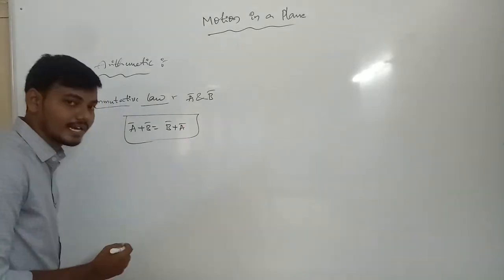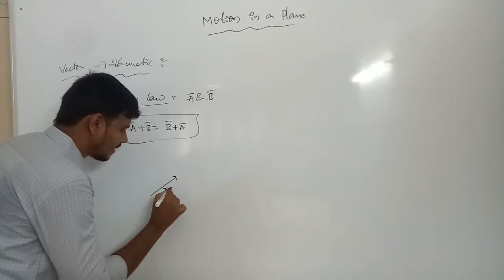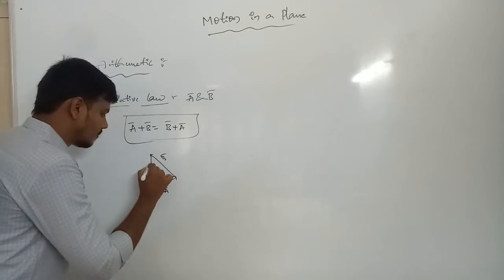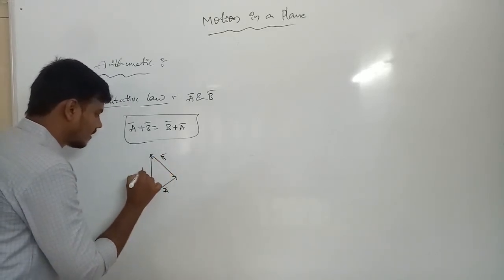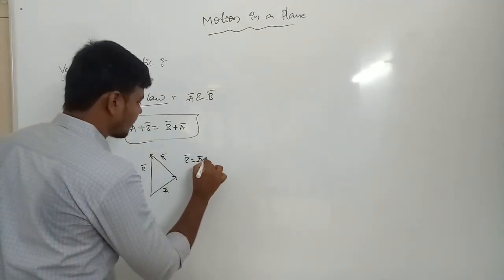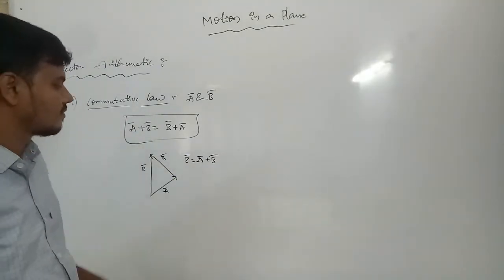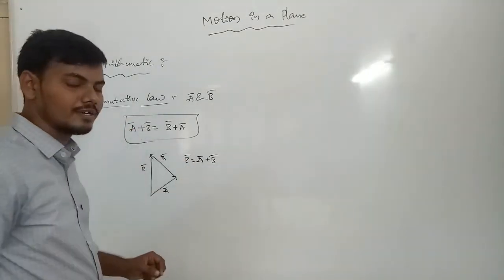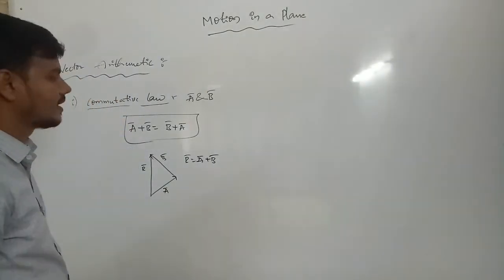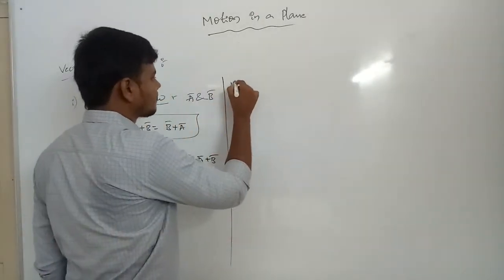Previously we applied this to vector addition. Here you can observe this one is A bar, this one is B bar, and the total resultant is R bar, which is equal to A bar plus B bar. Now A bar plus B bar is equal to B bar plus A bar, and we can introduce the same property in the triangle of vectors section. That is the first law, the commutative law. Now, what is the second law?